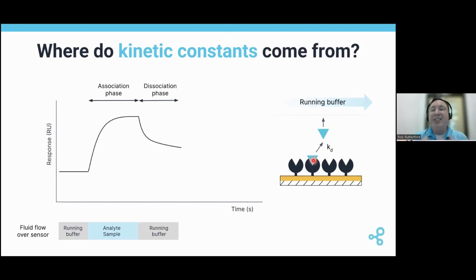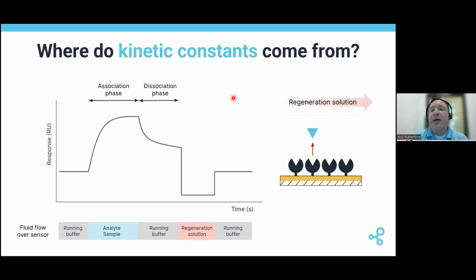After that, there's a dissociation phase. So how our instruments operate during the dissociation phase: the active injection is over and the instrument switches back to just passing running buffer across the ligand. So any analyte that dissociates is swept across into the waste line, and you're going to see a decrease in the signal as the mass of the analyte leaves the ligand and is removed from the system.